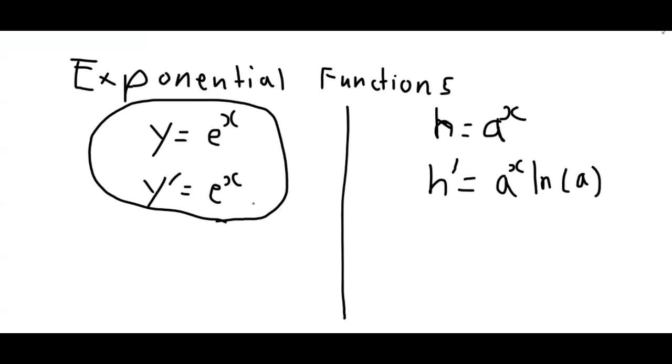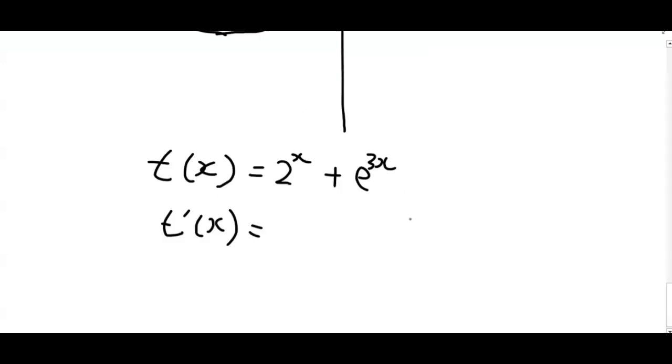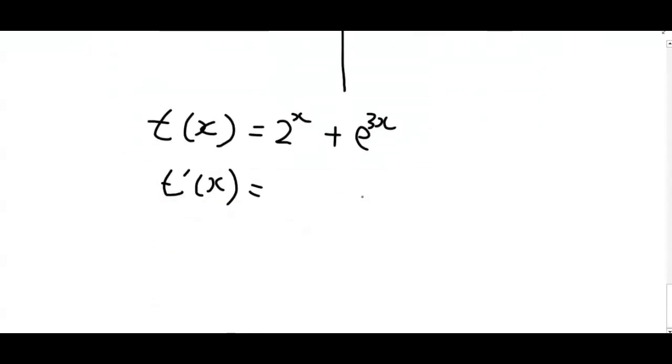So we'll go ahead and solve a simple problem. So let's say we're given t of x is equal to 2 to the power of x plus e to the power of 3x. And I want to find t prime of x. So what we're going to do is, from this formula, I'm going to go ahead and write 2 to the power of x times ln of 2.